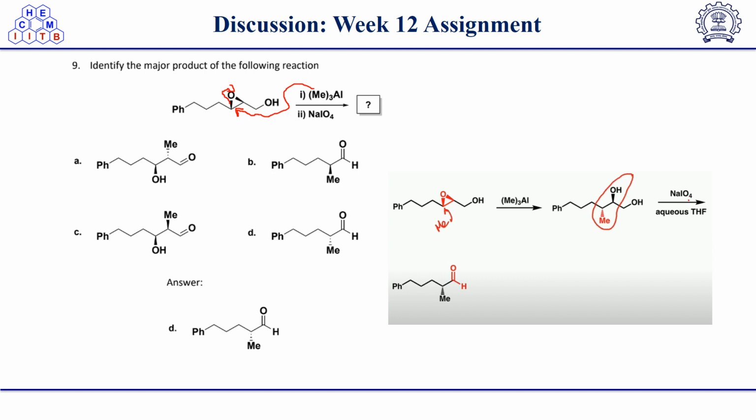Then upon treatment with the sodium periodate, this diol cleavage will take place, and here one aldehyde will be forming. So that is this trimethyl aluminum mediated epoxide opening, and then this sodium periodate mediated cleavage of this diol to get this aldehyde. So the correct answer is option D.